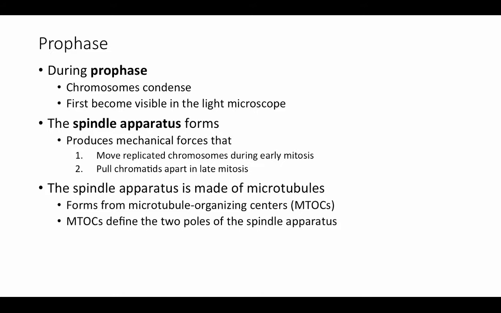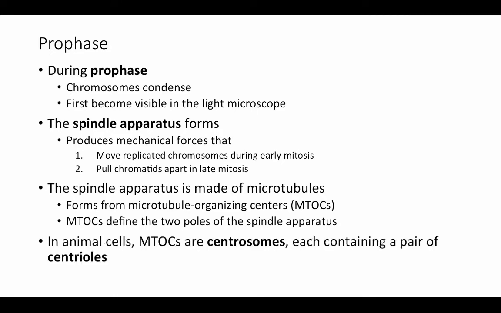So there are going to be 2 of them, and they're going to go to the 2 sides of the nucleus that are eventually going to split apart to form 2 nuclei. In animal cells, these MTOCs are called centrosomes, and each centrosome contains a pair of centrioles. Research has shown that these centrioles are actually not critical to the formation of the spindle, but the functioning centrosome is going to be the center where these microtubules are formed and organized.